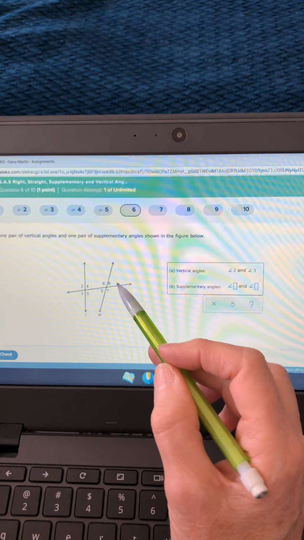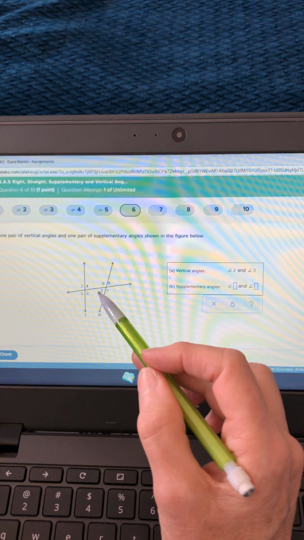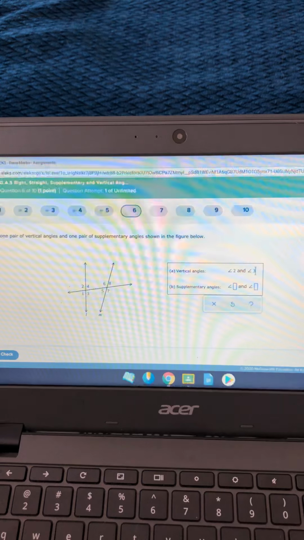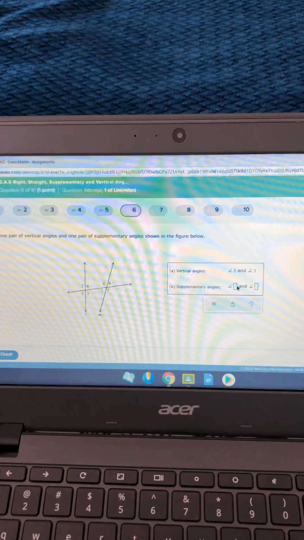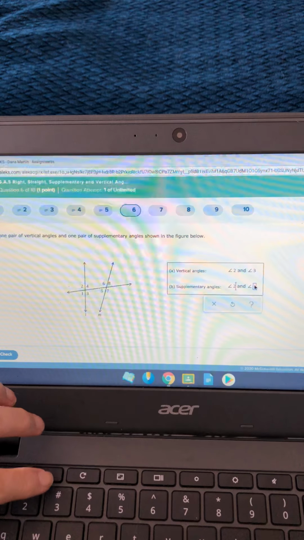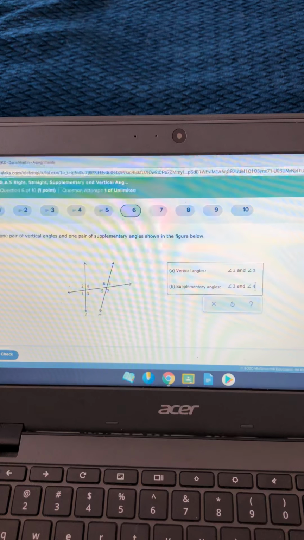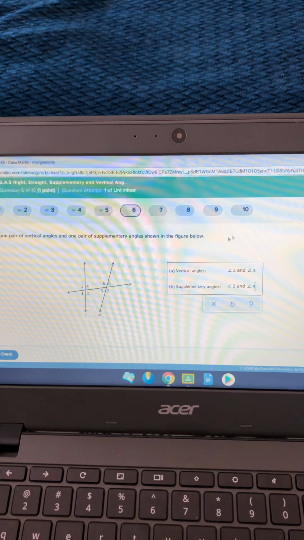Same thing here, 6, 8, 8, 7, 7, 5, 5, 6. And you can pick any of them. I'm just going to pick the 2, 4 because it's just right there. I go for easy. Don't like to be too creative.